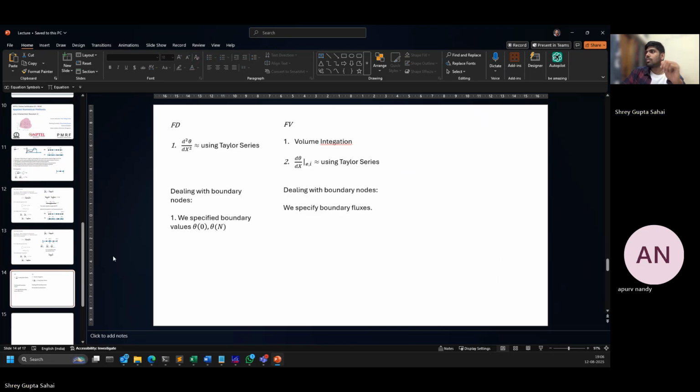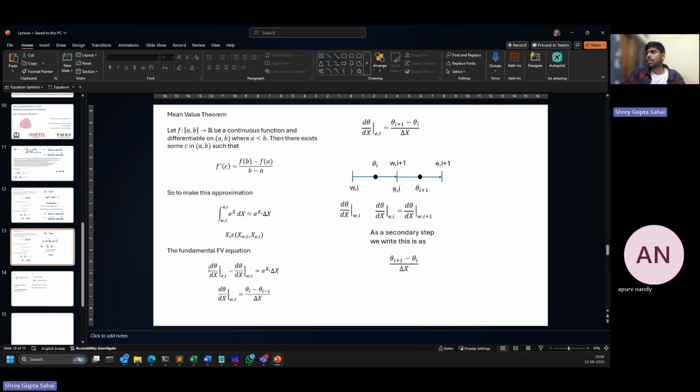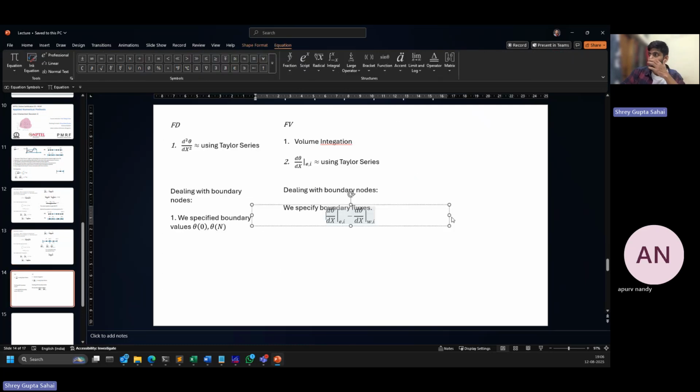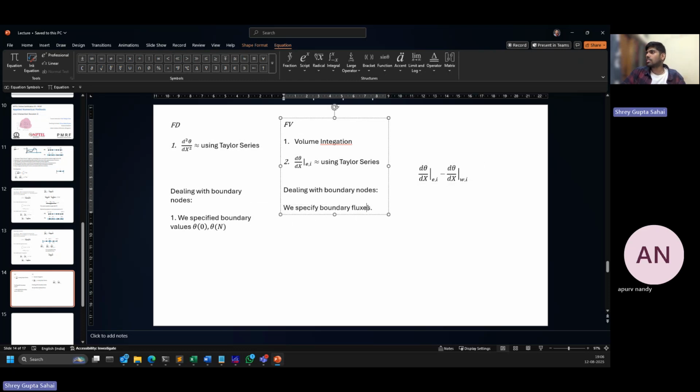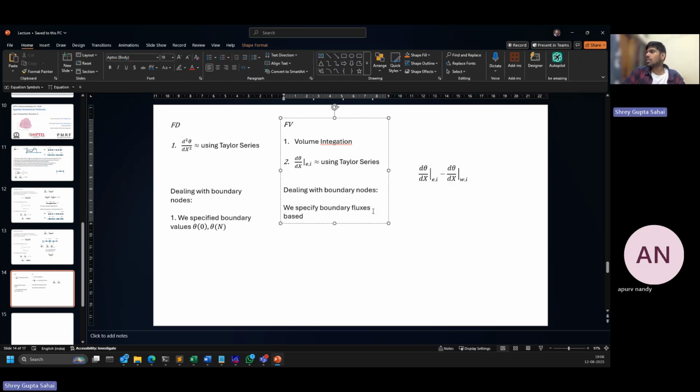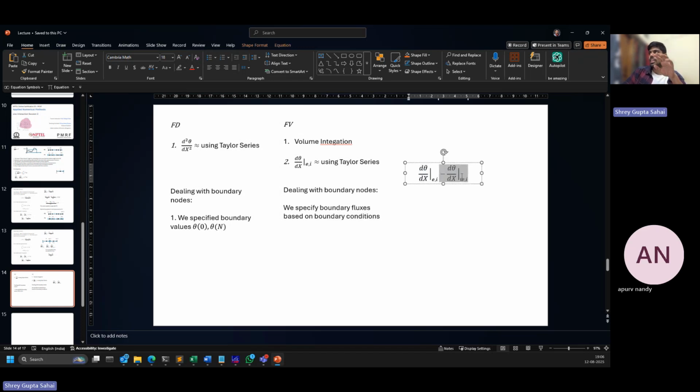Now we actually need to estimate this rather than estimating theta i values. We specify boundary fluxes based on boundary conditions. Depending on how the boundary condition is specified, we'll specify delta theta by delta x. Suppose we were given a Neumann boundary condition. You know about Neumann boundary condition, Apur?